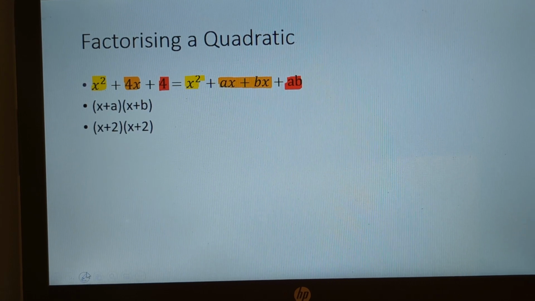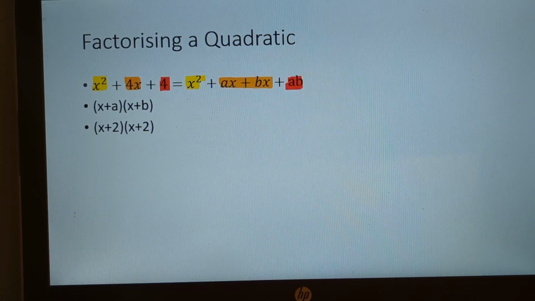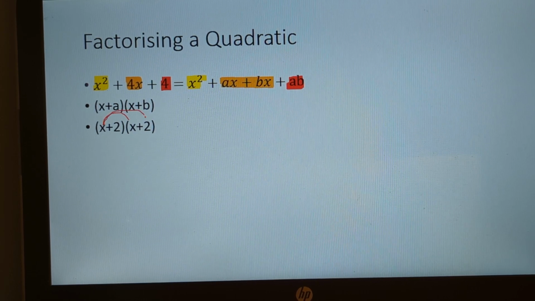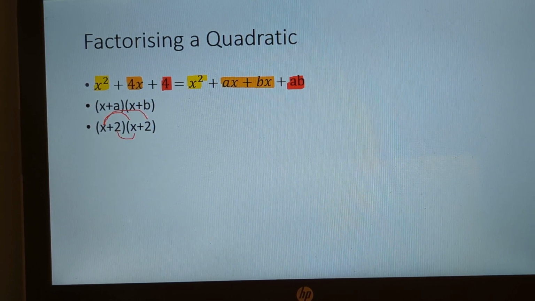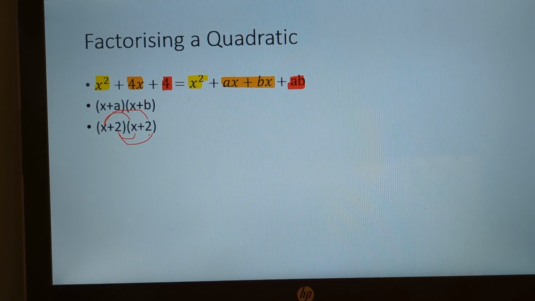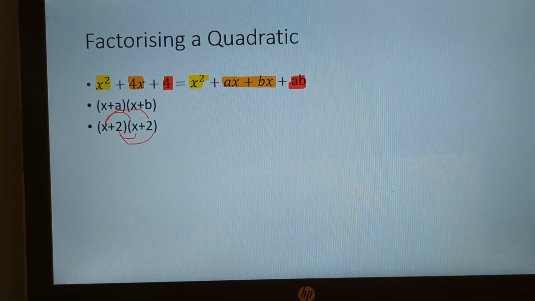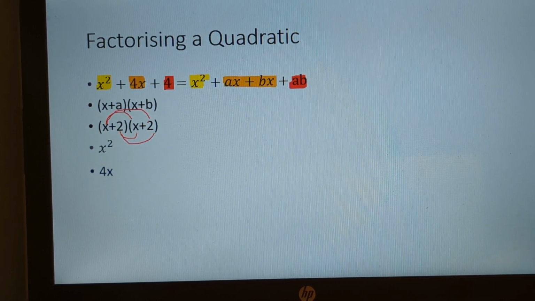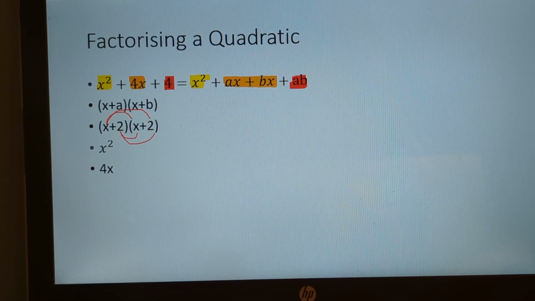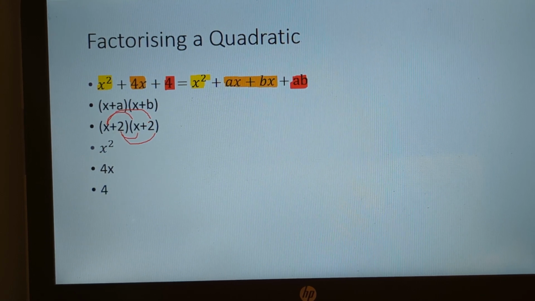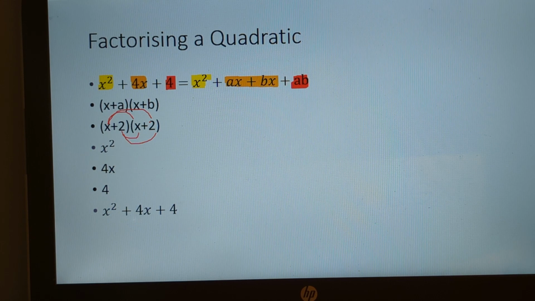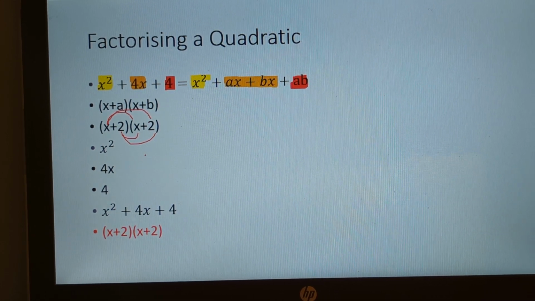Now if we do the expansion of this bracket as a nice way to check your answer, you can do the x times the x and the x times the 2, do the 2 times the x and the 2 times the 2. You find that the x times the x gets the x squared, the 2x and the 2x added together make the 4x, and the 2 times the 2 makes the 4. So the solution that you want for this quadratic is x plus 2 and x plus 2.